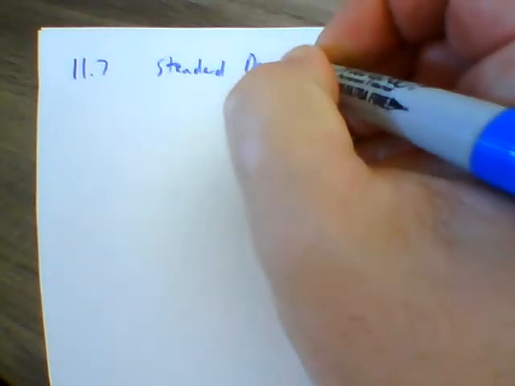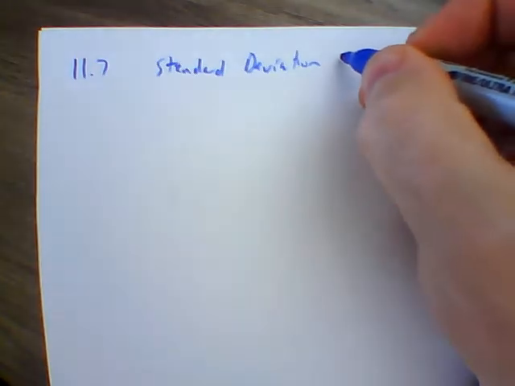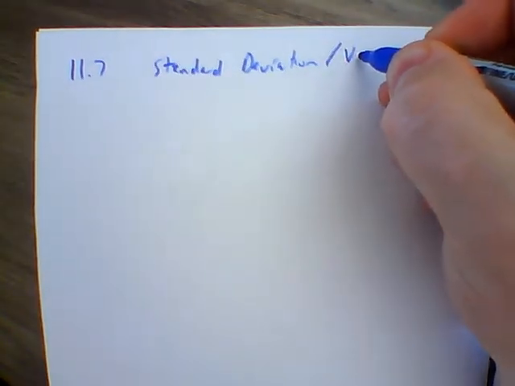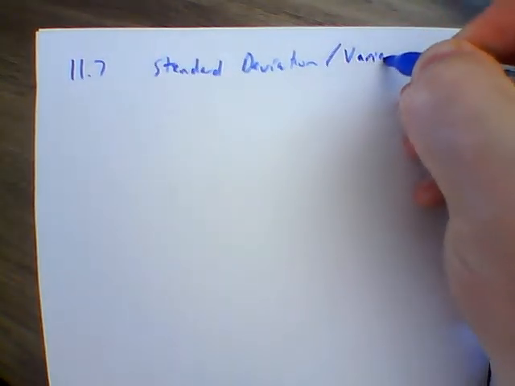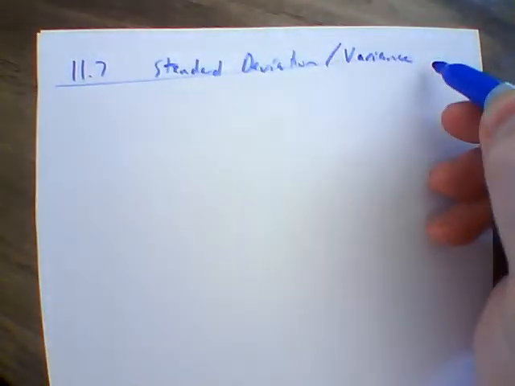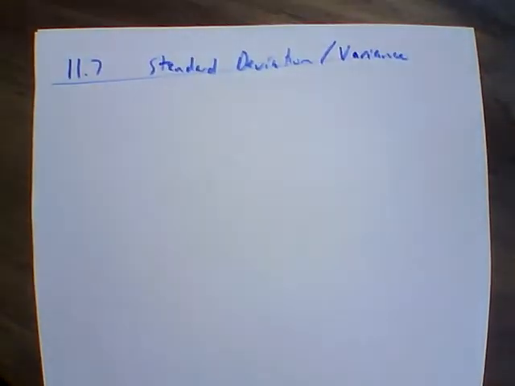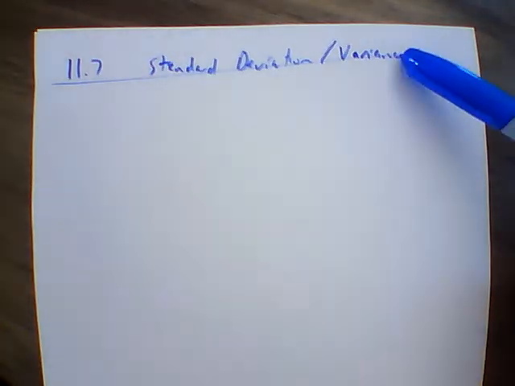Section 11.7, standard deviation. I'm even going to go in here and slash variance, because these are two things that we'll be covering in this section. Now, we've talked about measures of central tendency and dispersion a little bit with the range. The standard deviation really is another way that we start talking about variance.